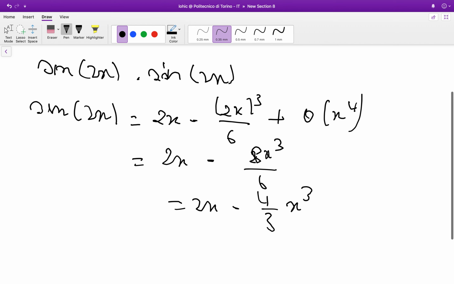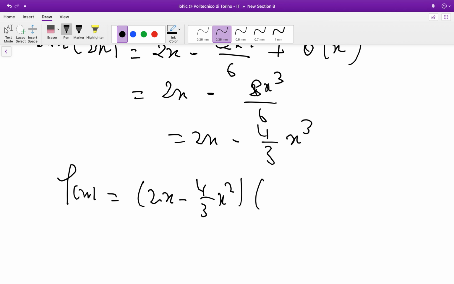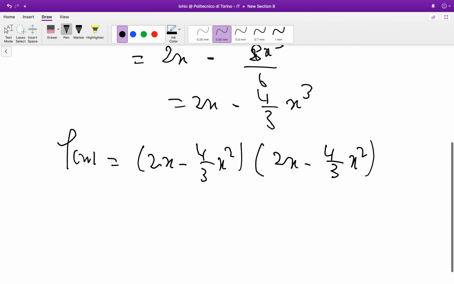But the function is not just sine of 2x, it is sine of 2x multiplied by sine of 2x. So my f of x will be 2x minus 4 over 3 x cubed multiplied by 2x minus 4 over 3 x cubed, right? The x cubed terms.